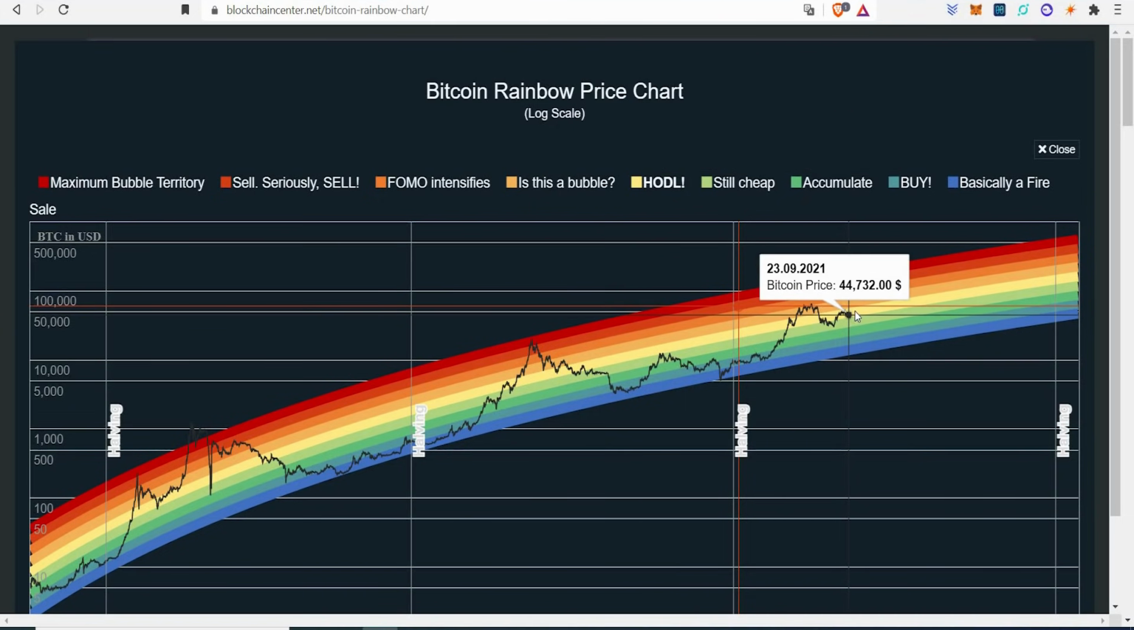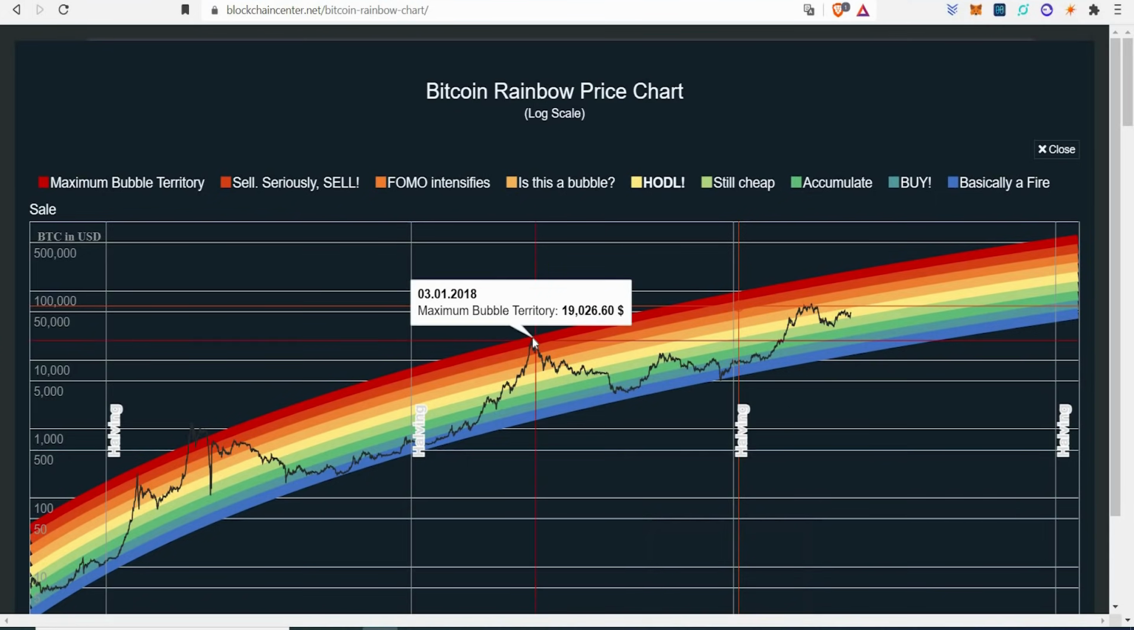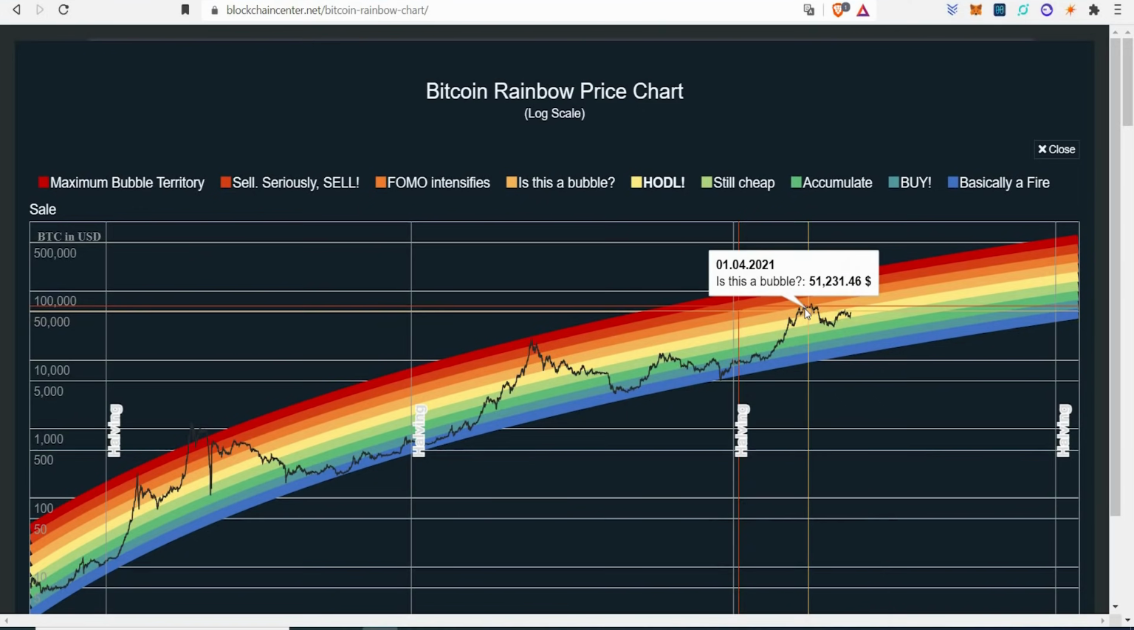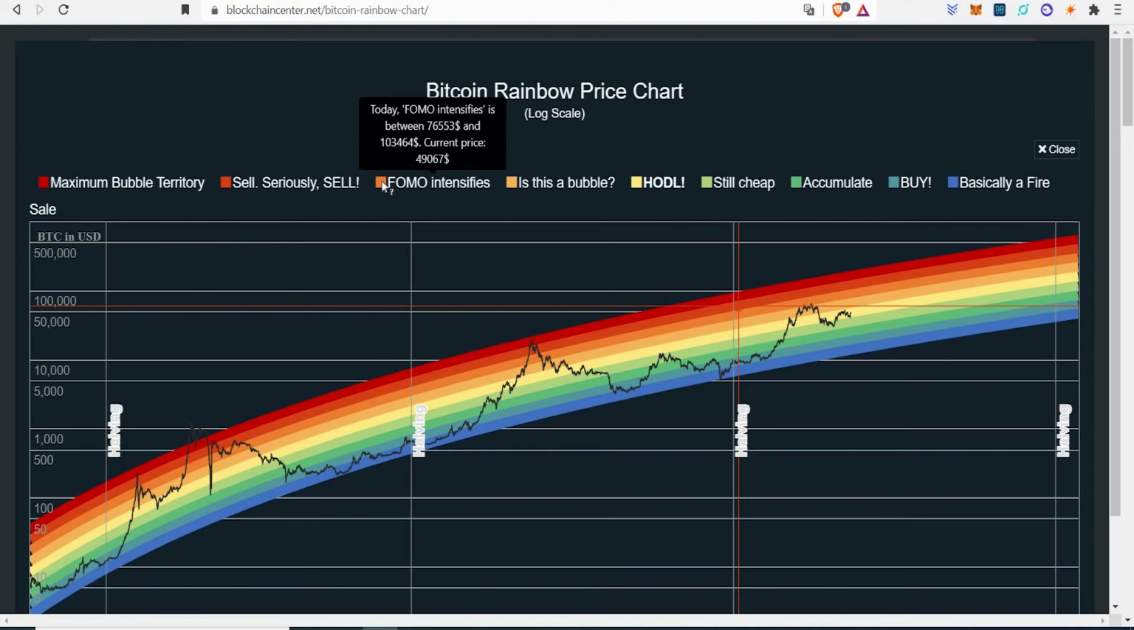I think that we really are going to see the red, because we haven't even touched the red yet. If I move my cursor away, look here. Look at 2017 right here. We hit the red. Look at where we were in 2021. We didn't even touch dark orange. We were just having some FOMO action, guys. People were unsure, is this a bubble? Because it's just really, really high up. It's like, oh my god, wow, really? So, we will come to those places again.